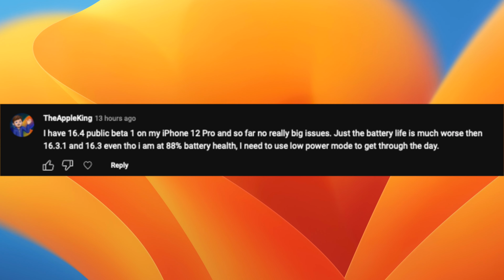If we were to take a look at the comments here, the Apple King says, I have 16.4 public beta on my iPhone 12 and so far no really big issues. The battery life is much worse than 16.3.1. Even though I'm at 88% battery health, I need to use low power mode to get through the day, so I might need to try using the low power mode to get through the day.